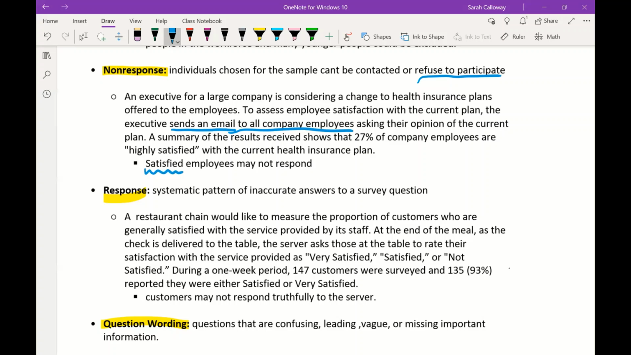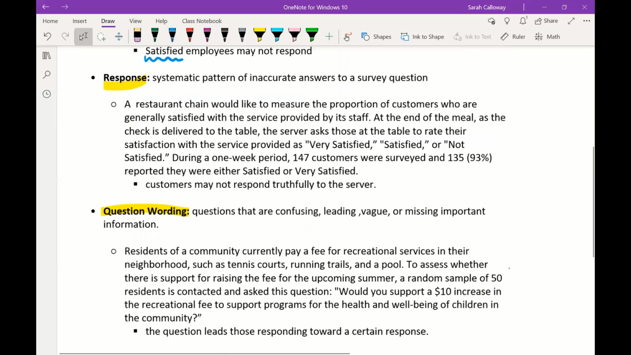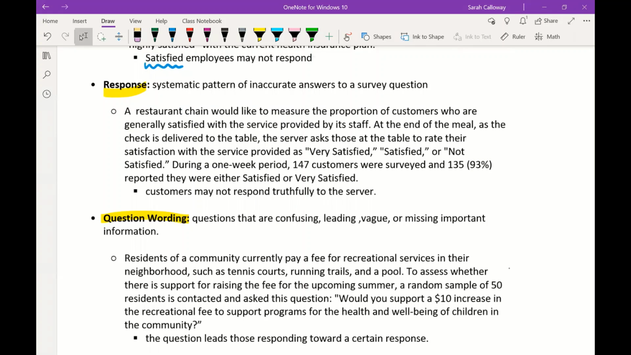The next one is response bias. So response bias is a systematic pattern of inaccurate answers to a survey question. So the example that I have for you is a restaurant chain would like to measure the proportion of customers who are generally satisfied with the service provided by its staff. At the end of the meal, as the check is delivered to the table, the server asks the table to rate their satisfaction with the service provided as very satisfied, satisfied, or not satisfied. During a 1-week period, 147 customers were surveyed and 135, or 93%, reported they were either satisfied or very satisfied.